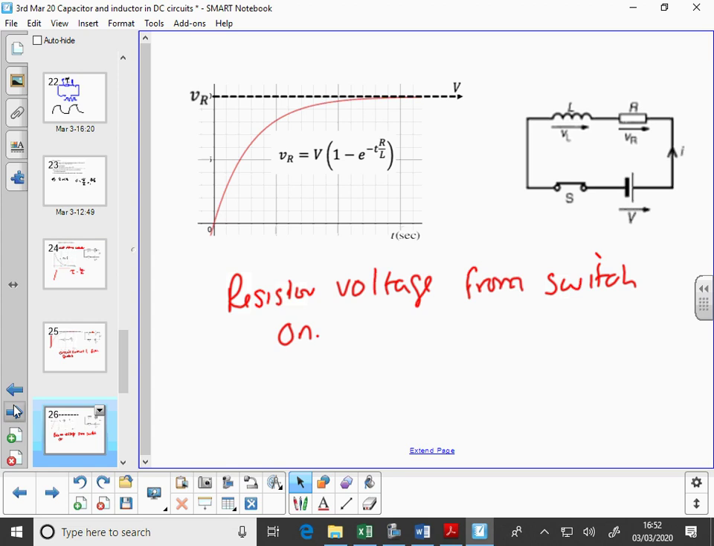And if you think about the time constant, remember, if we have a higher inductance, we get a higher induced EMF. So if you think about increasing L, we're going to increase the time constant.